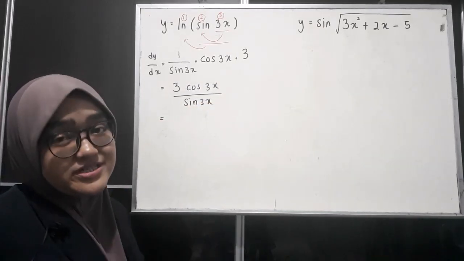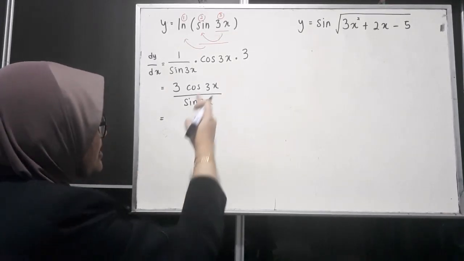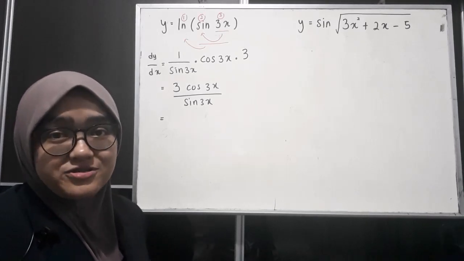We can further simplify the solution because we know that cos 3x over sin 3x is cot 3x.